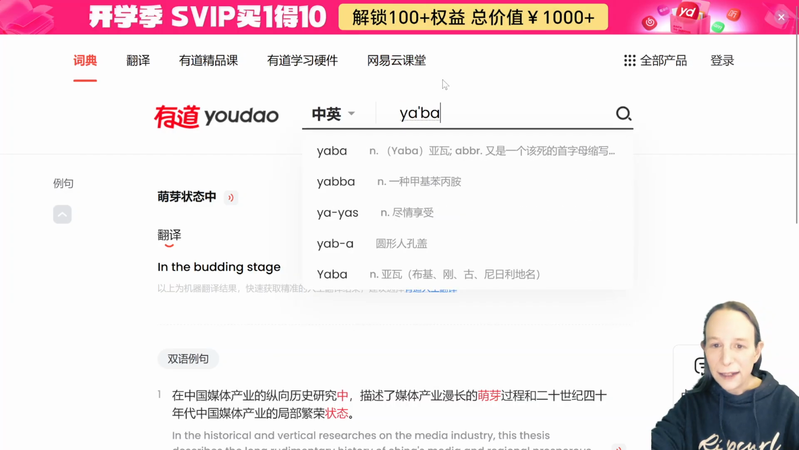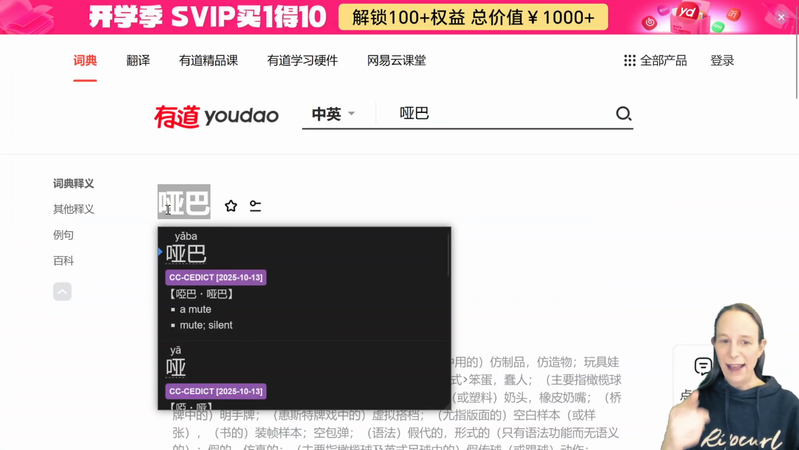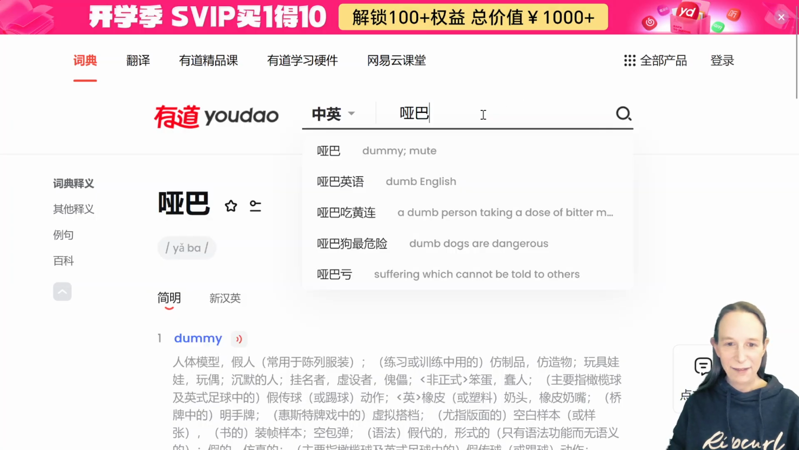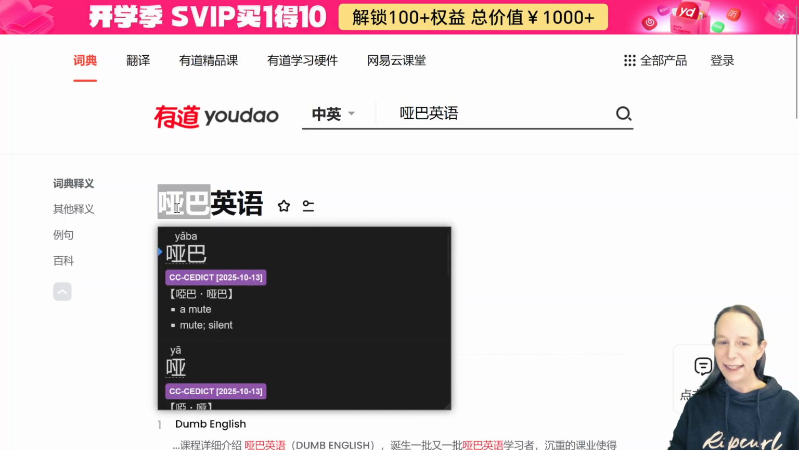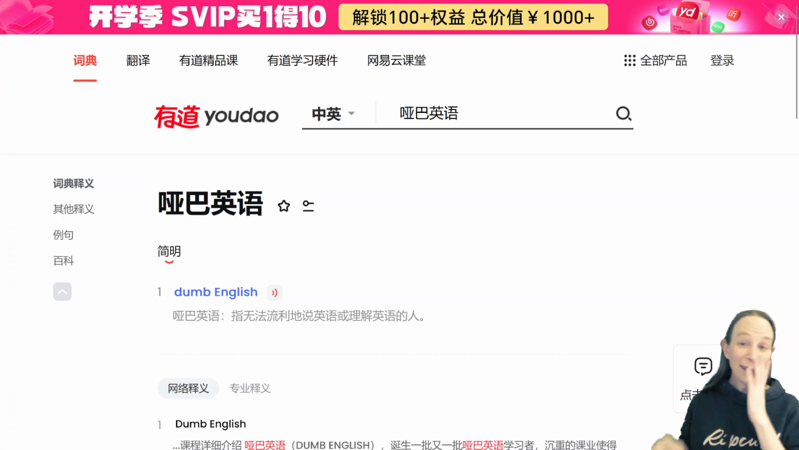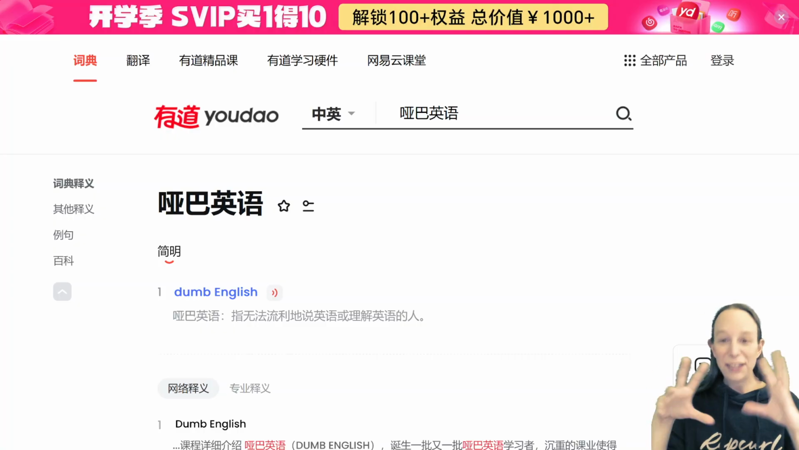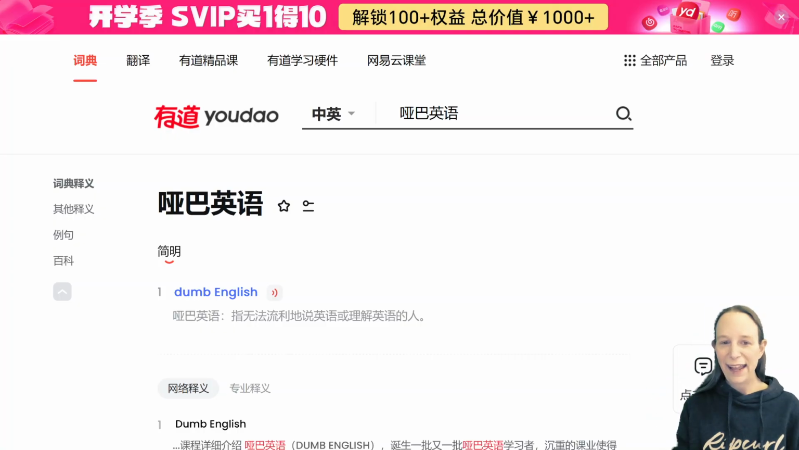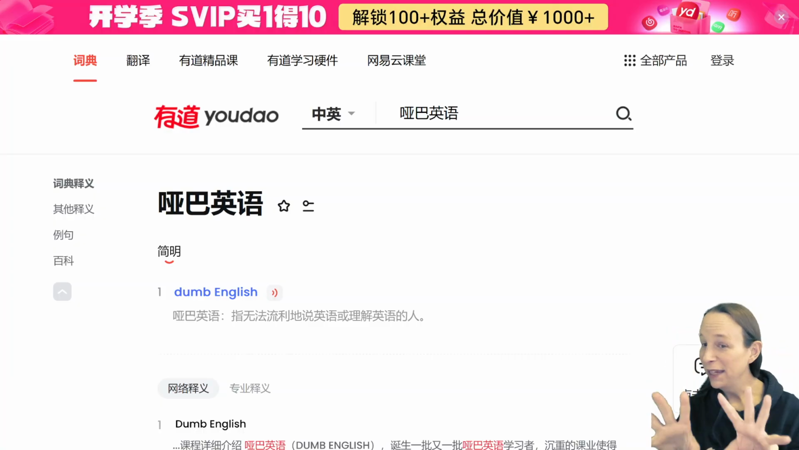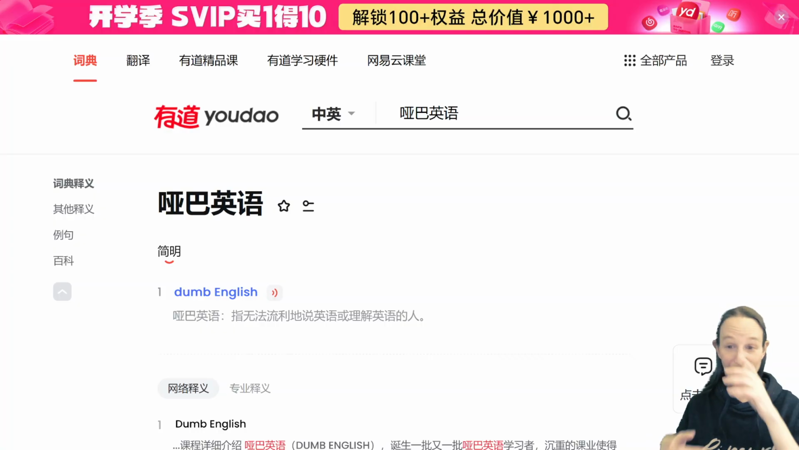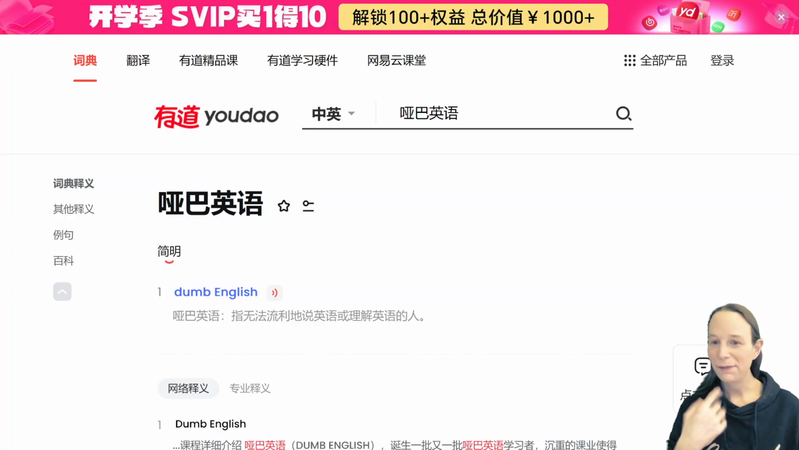So 哑巴 is mute, and you often have this phrase 哑巴英语. Well, I don't think it's dumb English, it's mute English. So a lot of Chinese people, when they're learning English, become like this, 哑巴英语. What this means is that they're not able to speak. Often they have phenomenal vocabulary knowledge and reading knowledge. They just can't speak. If you speak English to them, they understand everything.